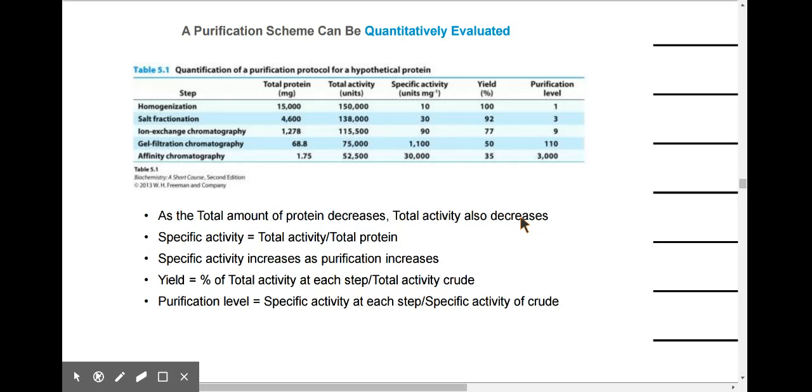I'm going to ask you a couple questions about that. Purification level at affinity chromatography, yeah, 30,000 is the specific activity in units per mg. And 3,000 is the purification level, which is the specific activity at each step divided by the starting specific activity. So we look at this, 30,000 divided by 10, great purification.